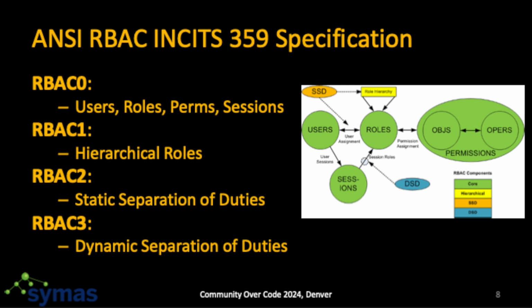Now, why would that be? For some toxic combination of those two roles, it could be that there's too much power or whatever. And then dynamic separation of duties, which is RBAC 3, is a little more subtle. Yeah, you can be assigned both roles. You can be a manager and administrator, but you can't be both at the same time. That's dynamic separation of duties. Those four things make up INCITS 359.